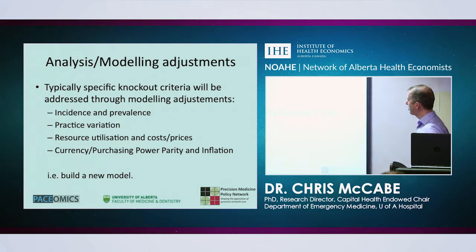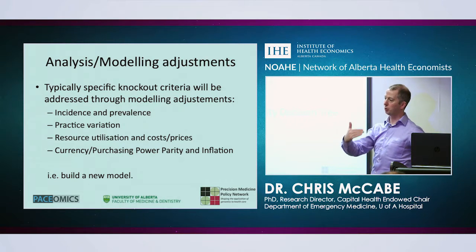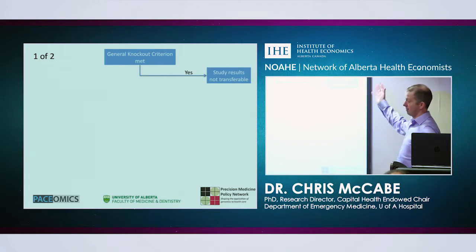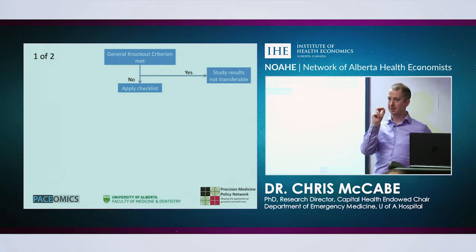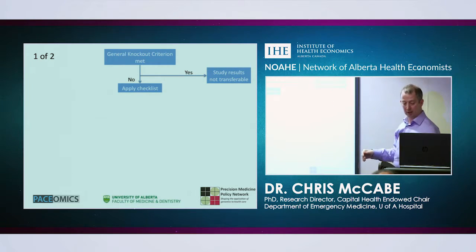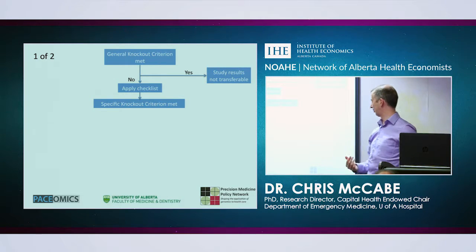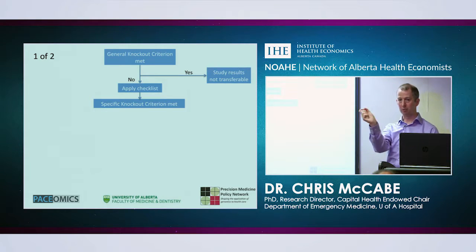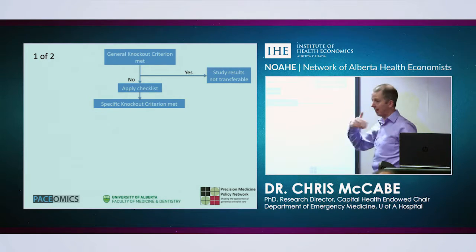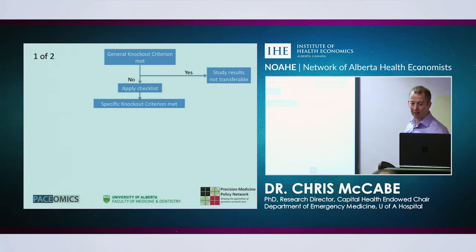So what I've tried to do is set out as a decision tree how you go through the steps to arrive at clarity. So, as I say, you start off with, have any of the general knockout criteria been met? If yes, we've got a simple answer. Study results are not transferable. But if no, well, apply the checklist. So the checklist is the specific knockout criteria, the specific transferability factors. You go through them and you say, has it met a specific knockout criteria? Do we have the data? If we don't know, if we do, is there sufficient correspondence through each of these? That's your specific knockout criteria. Is it met? If yes, then again, you've got a study that's not transferable and you have to walk away from it.